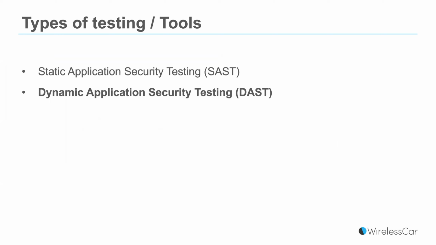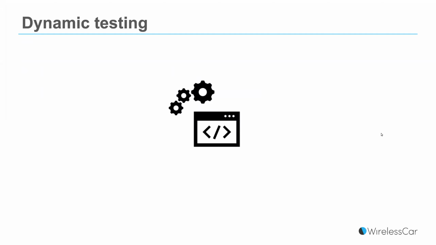The next type of tool and testing is dynamic application security testing, DAST. Dynamic testing is, as the name hints, about your running application. These tests will be done towards your running application. And a couple of benefits from that are that it will find configuration errors, and it will probably find bad defaults.